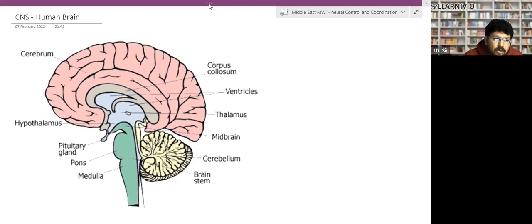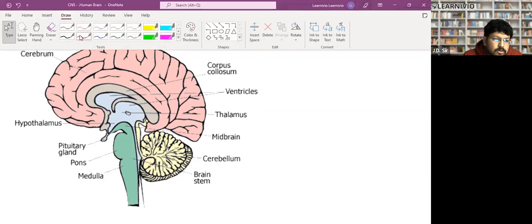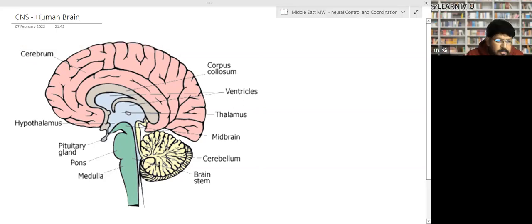Look, this upper part, this pink color part, is called the forebrain. This complete upper part is basically the forebrain. The forebrain is further made up of many parts. We'll discuss all those parts which are part of the forebrain.